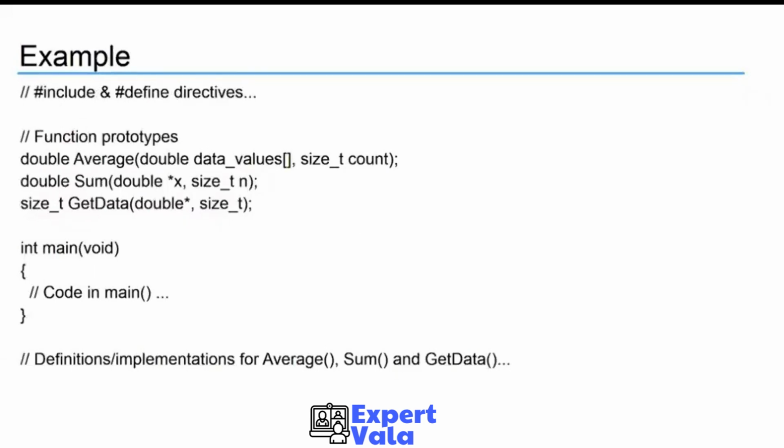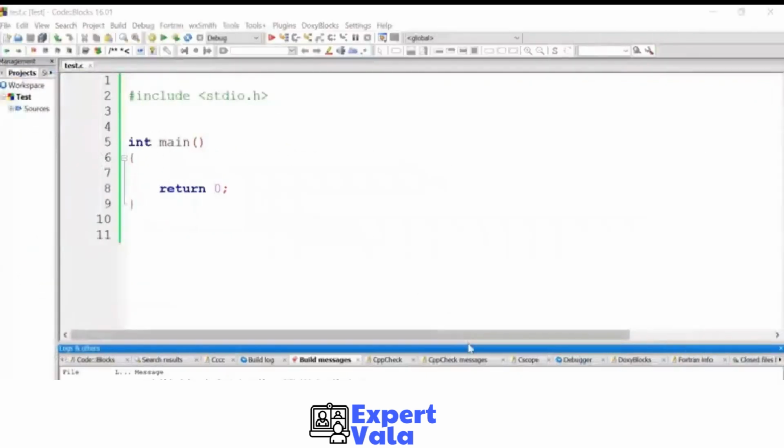What this allows you to do is, now in your main function, you can call average, you can call sum, you can call get data. And the actual implementation can be below where you are calling them. If you don't have the function headers here when you try to call them in main, and they were defined below the main routine, you would have errors or warnings. So let's take a look at that in Code::Blocks.